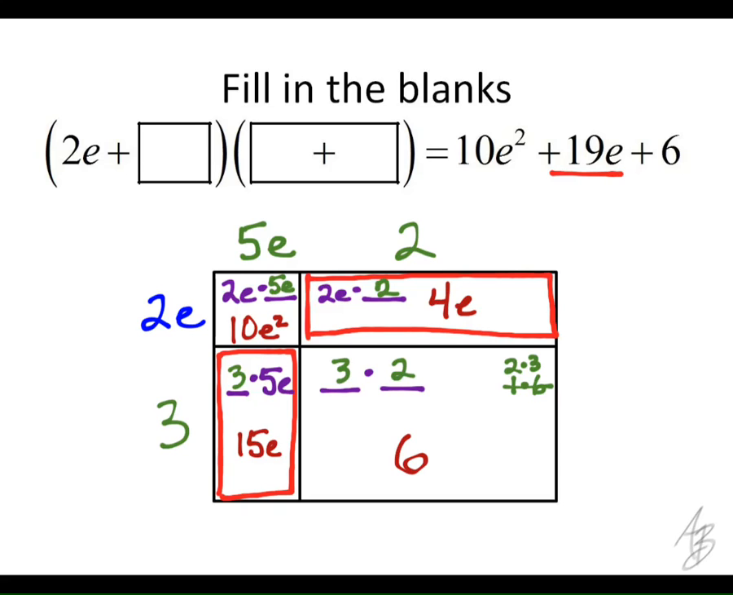All right, so let's go up and fill in our blanks. What's going to go here with the 2e? Let's look at this side of the rectangle here. This side of the rectangle is 2e plus 3. So that's going to go in here. And then on the other side of the rectangle, what are we going to have? 5e plus 2.